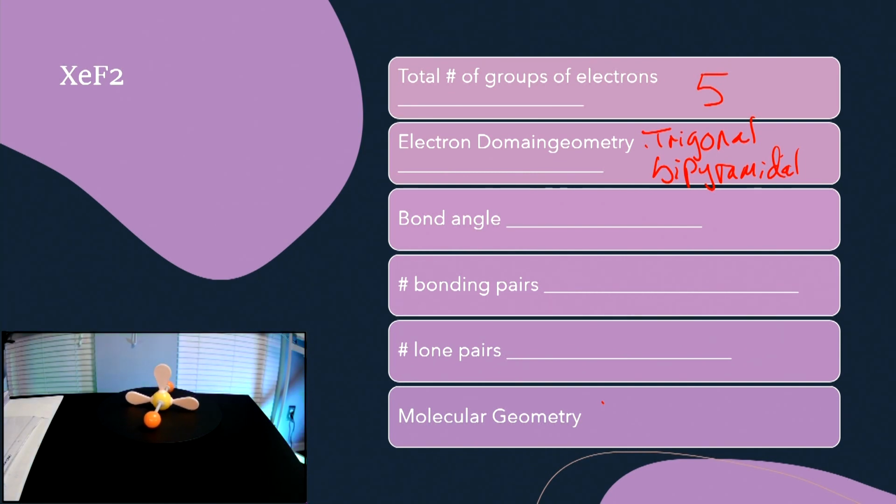The bond angle will be 90 degrees between the lone pair and the bonded pair. And then between the 2 bonded pairs of electrons either side of the central atom, we can see there that it is 180 degrees. The bonding pairs will be 2. Lone pairs will be 3. And the molecular geometry, again based on the bonded pairs, will be linear. So that is XeF2.